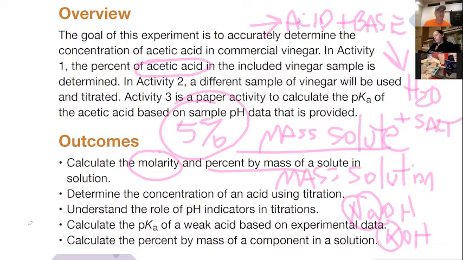And so we're going to learn how to calculate all these concentrations. We're going to be able to calculate the concentration of acetic acid. We're going to be able to calculate the concentration of the conjugate base, the acetate ion. And we're going to be able to use that to calculate the pKa of acetic acid. And we'll go over pKa's in a minute.